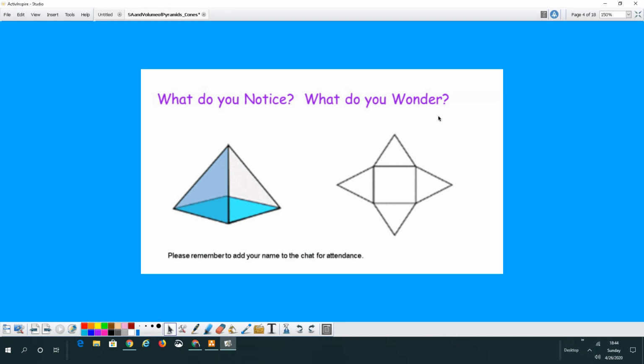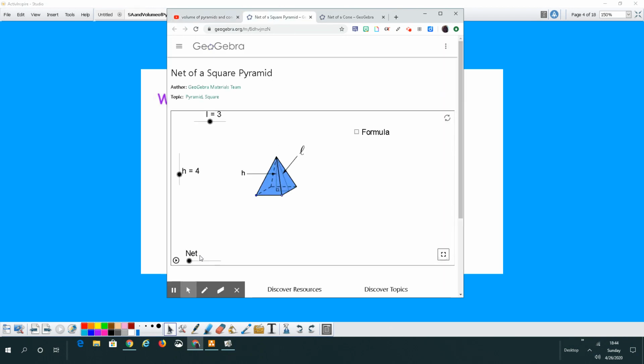Well, you may really not wonder that if you remember the geometry stuff you talked about in middle school. This is actually called a net, and it's kind of a picture of our pyramid. And I want to show you very quickly that this is exactly true. Let's take a look at this net of a square pyramid. I'm going to run this for you.